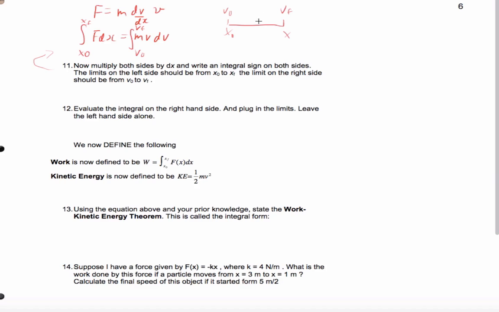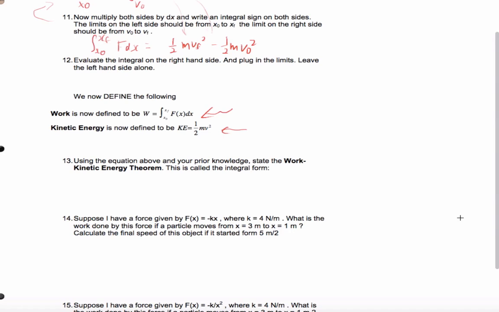Once we evaluate this integral, there's not a lot we can do with the left side. We're going to end up getting the integral from x naught to x final of F dx equals 1/2 m v final squared minus 1/2 m v initial squared when you evaluate the integral. So you need to do that antiderivative. There are some steps here. I expect you to do those steps. Okay. So now we have a new definition of work. This here and this here. So using the equation above, this is the integral form of the work kinetic energy equation.